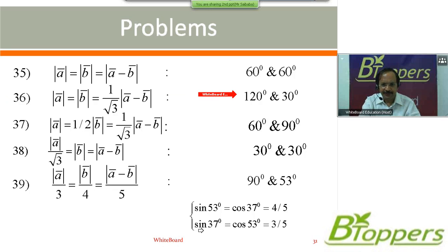For some of these questions, wherever it is necessary, use this. Particularly from 39 onwards, you can use these trigonometry ratios wherever it is required. Sin 53 degrees equal to cos 37 degrees equal to 4 by 5. Sin 37 degrees equal to cos 53 degrees equal to 3 by 5.